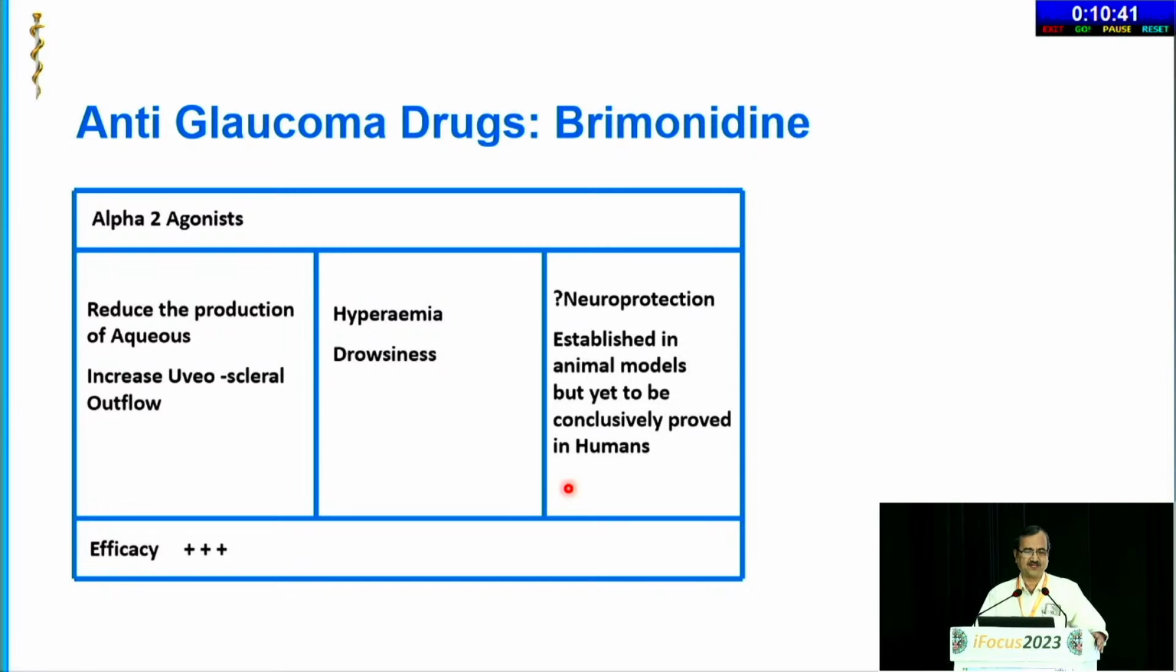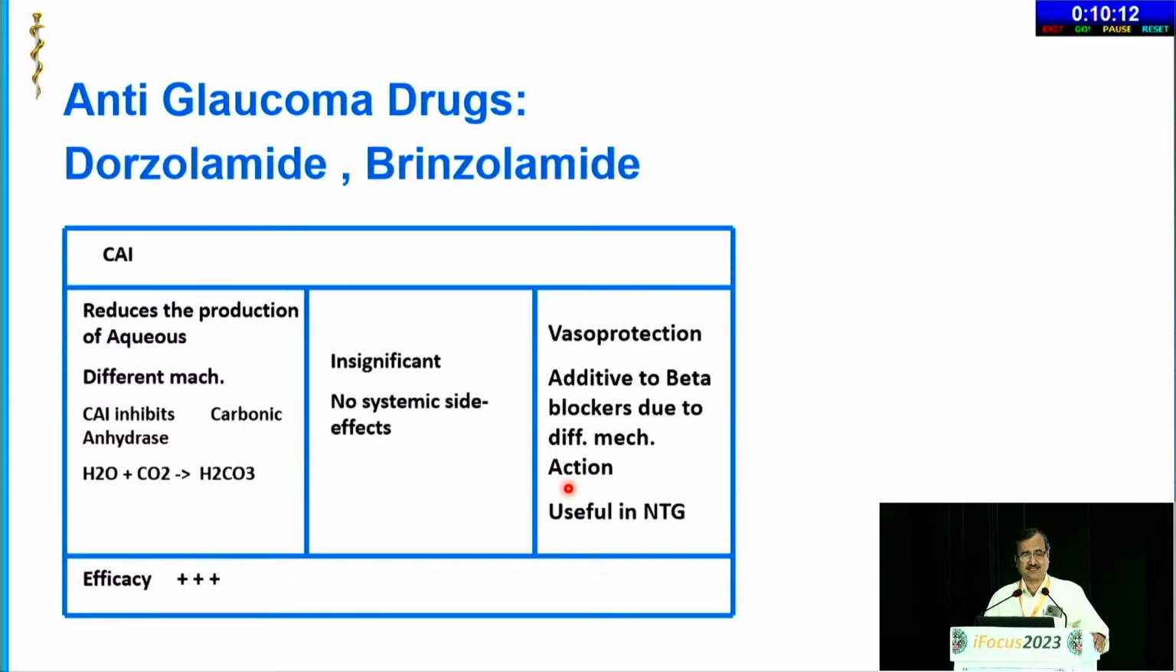Then came the alpha-2 agonists. They act by a dual mechanism, by reducing the production of aqueous as well as increasing the uveoscleral outflow. Hyperemia and drowsiness are common side effects of this medication. Do they afford some sort of neuroprotection? Yes, animal studies have demonstrated it, but they did that experiment with 2% brimonidine, while the brimonidine we use is 0.2 or 0.1%. So it is established in the animal model, but yet to be conclusively proved, and they are as good as timolol.